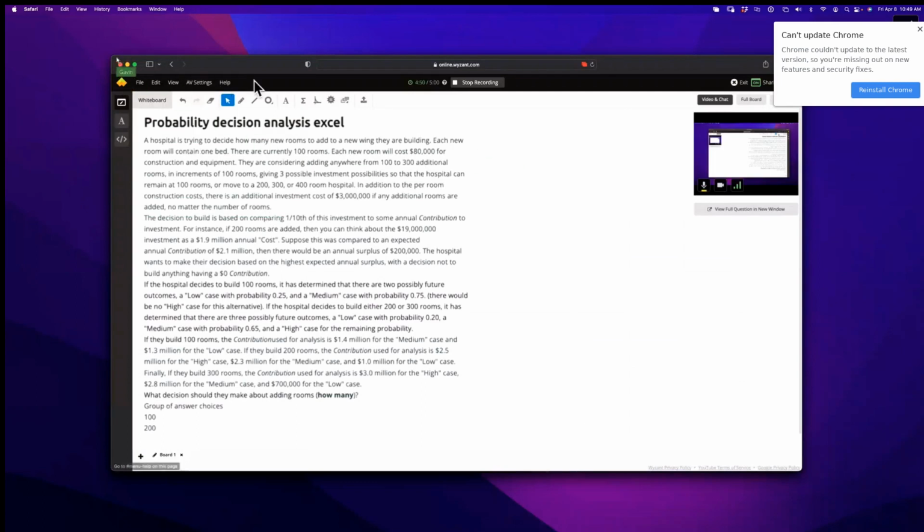We can even cross out information we've considered. Each room contains 1 bed, the current 100 rooms, so we've considered that. The $80,000. They're considering adding in between. Okay, we've done that. In increments of 100, 3 possible investment possibilities.